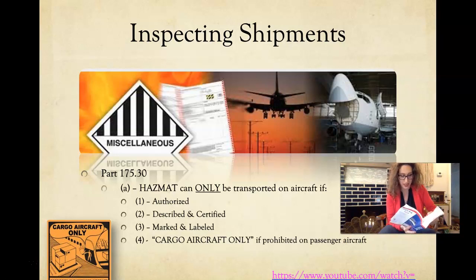Number 2, I want you guys to highlight this as well. I want you to highlight 1, 2, and 3. And 4, highlight A1 through 4. 2 is described and certified on a shipping paper. Highlight shipping paper. Prepared in duplicate, which means there are 2 of them, right? We'll talk later. But 1, it goes to the pilot, and the other goes on the package. So I do want you guys to know that. Number 3, it's marked and labeled in accordance with the regulations. And then 4, if it is supposed to be only on cargo, it is labeled cargo aircraft only.